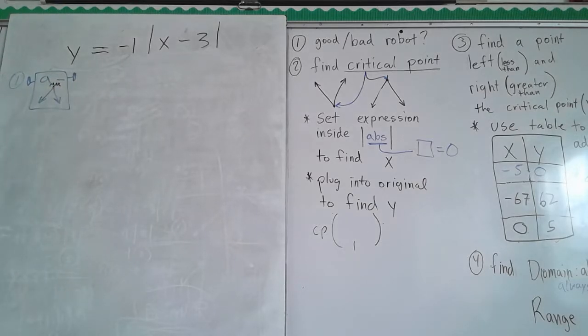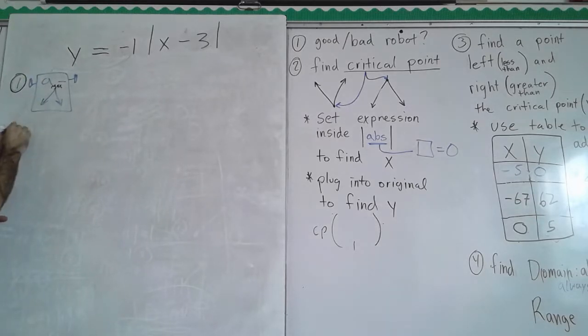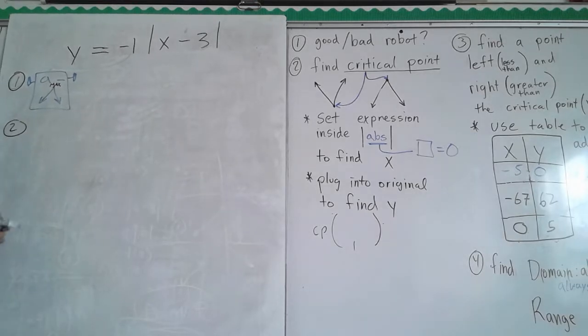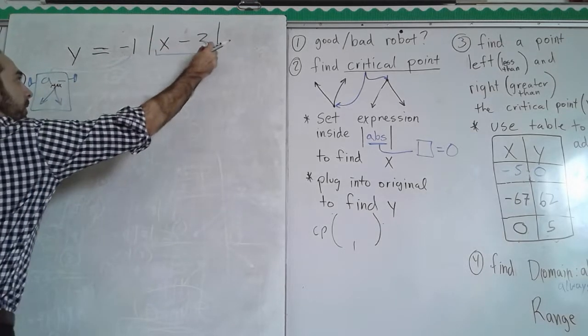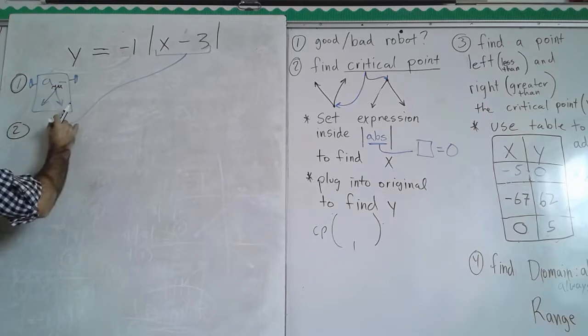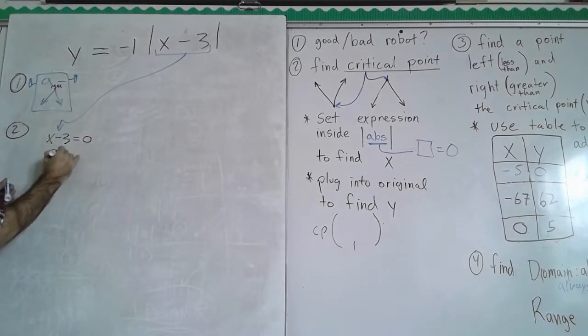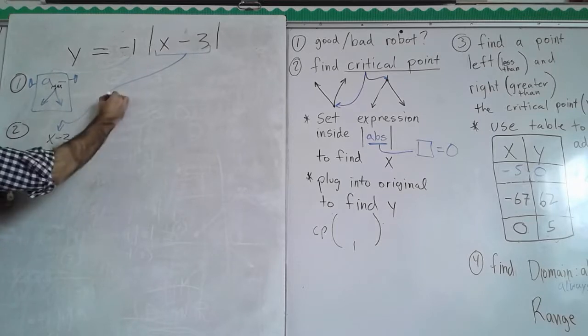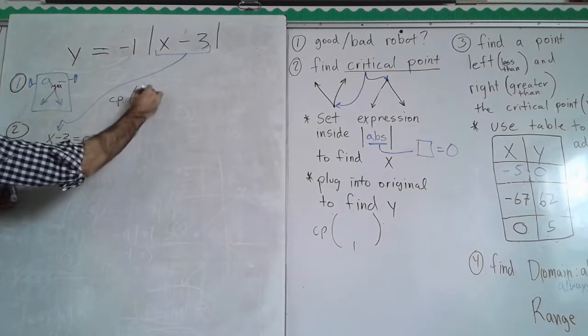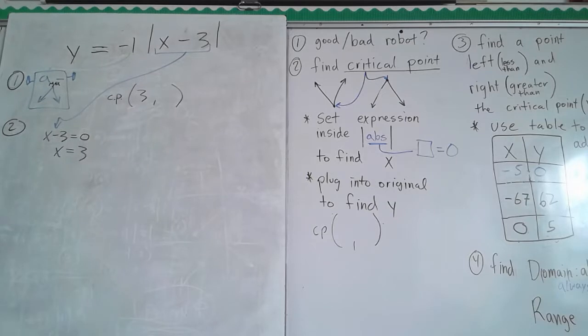All right. Next, let's find the critical point. How do we do that? Step 1. Sorry, that was step 1. Step 2. We take this expression, whatever's inside, make it equal to 0. So we know x is equal to 3. So our critical point, 3 something.